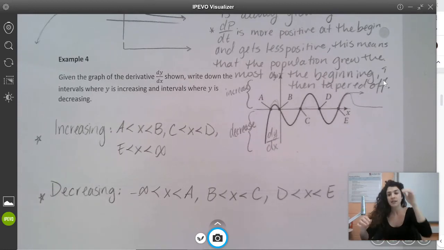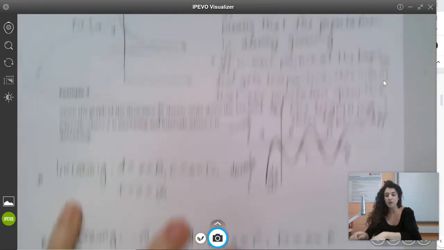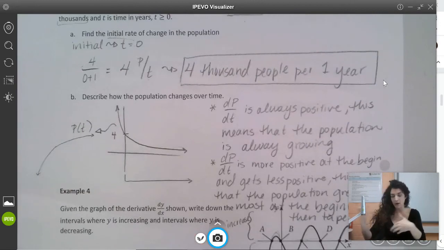So hopefully we feel a little bit better today about when it is increasing, when it is decreasing, and how we use the derivative function to know more about our original function when we don't even have the original function. That's it. Good job today.